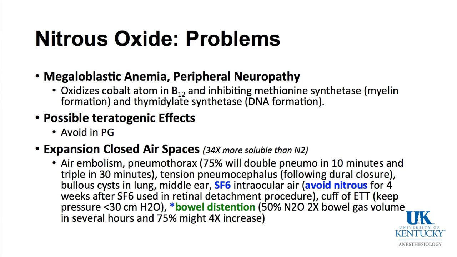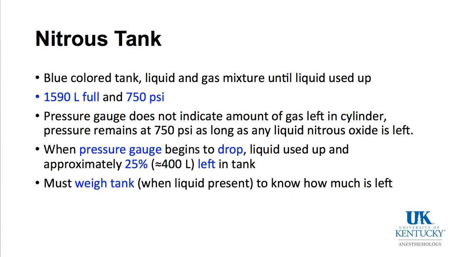Bowel distension is the classic problem with nitrous oxide. 50% nitrous oxide can double the bowel gas volume in several hours, and 75% can increase it up to 4 times with time. The nitrous tank itself, as you know, is blue colored and contains both a liquid and a gas mixture until all the liquid is used up, and then there's just gas left.